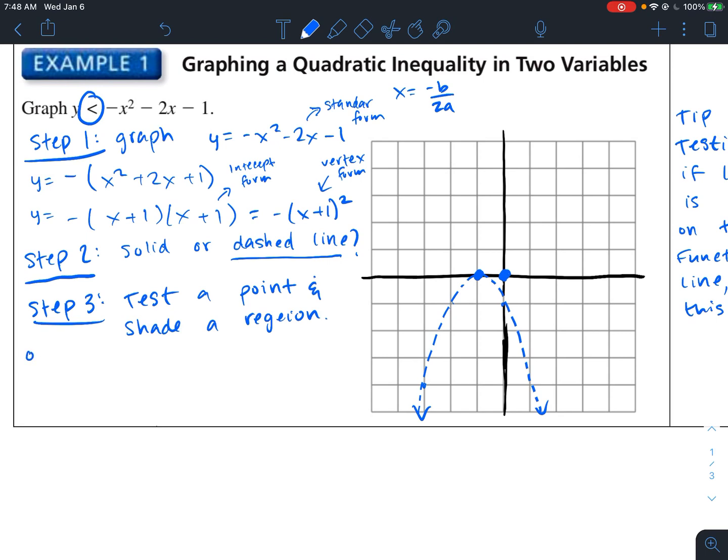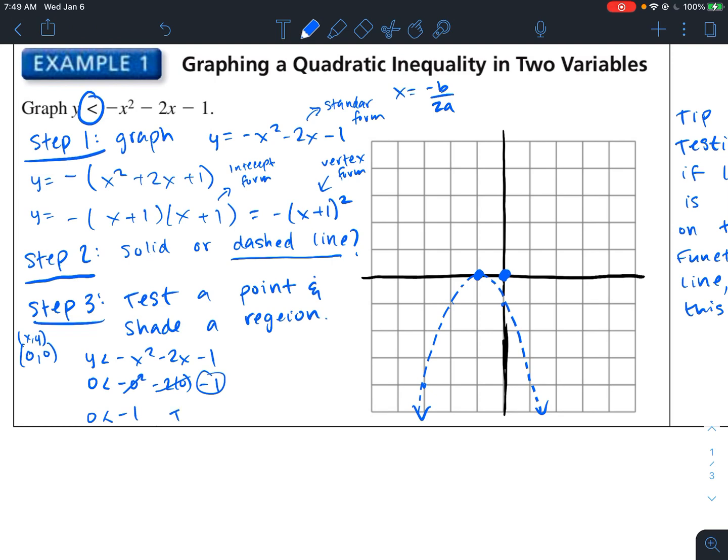So let's test the point 0, 0. So again, this is an x and y coordinate. So in my inequality, for y is less than negative x squared minus 2x minus 1, I'm going to replace x and y with 0. So 0 is less than negative 0 squared minus 2 times 0 minus 1. So this is still 0. That's 0, so that goes away. That's 0, so that doesn't matter. And I'm just left with negative 1. So here's a statement: 0 is less than negative 1.